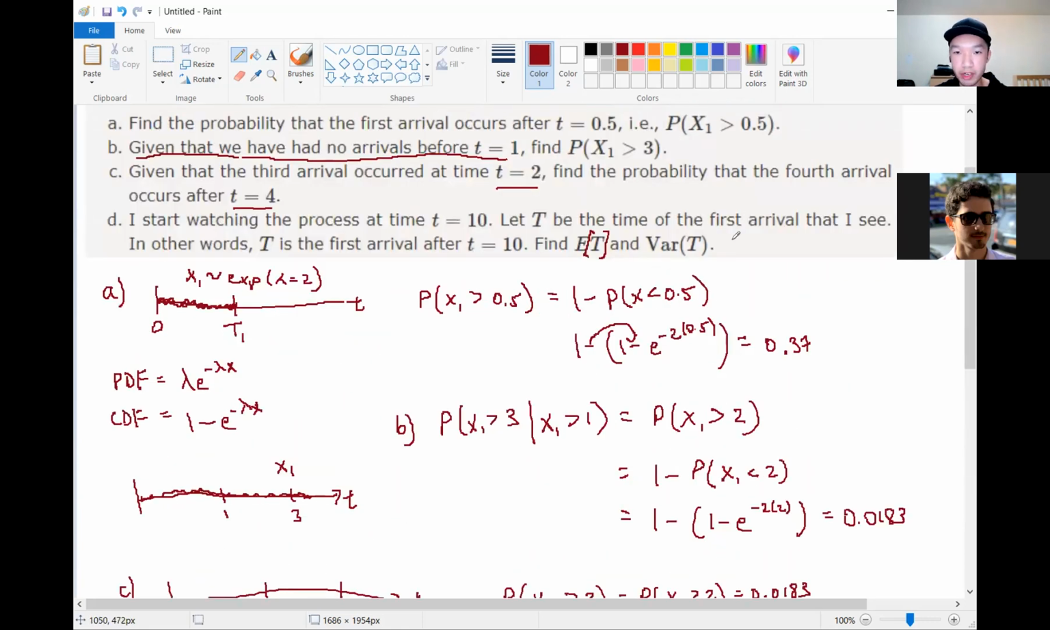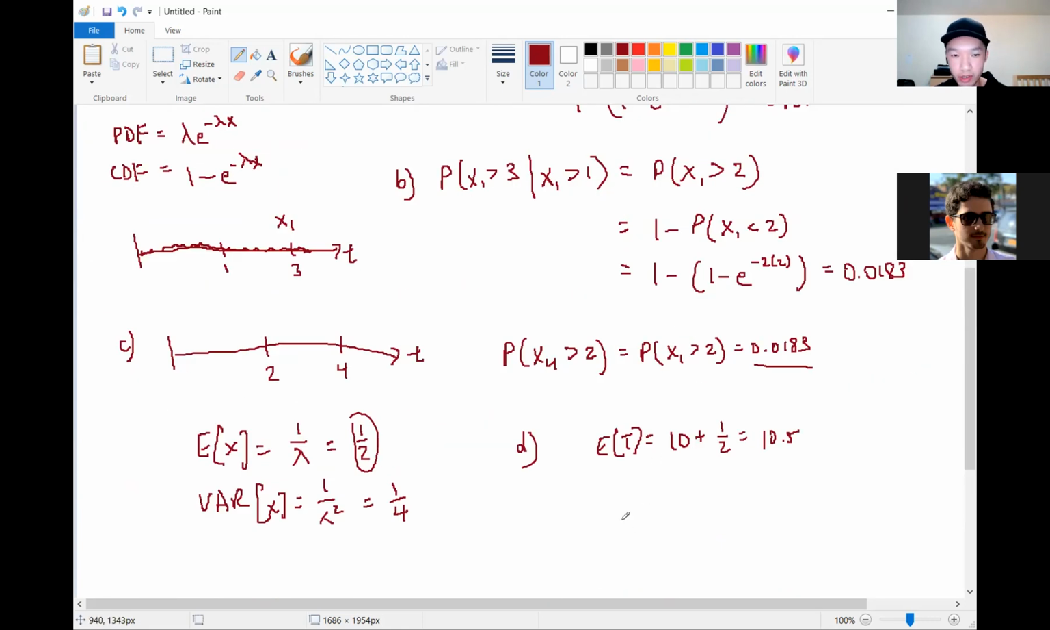And they also want the variance of the time. The variance, remember, is a measure of spread, so you don't add that to the time. So the variance of T is going to be just 1/4.